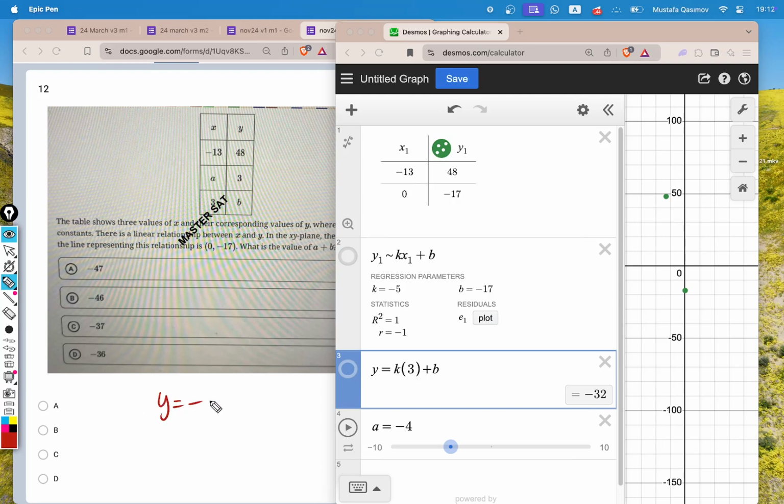Or you can do it like that. Y is equal to negative 5x minus 17. Write 3 instead of y, then find x or a and do it like this. Find the value of both of them, you will get D.